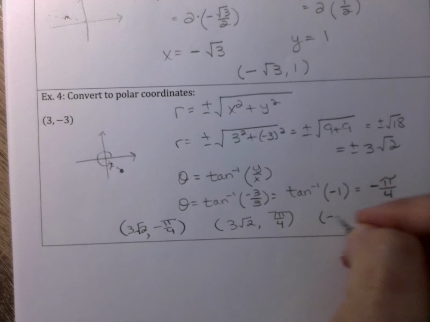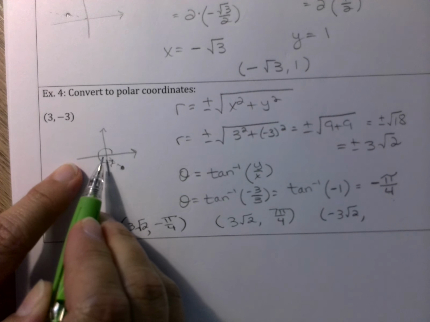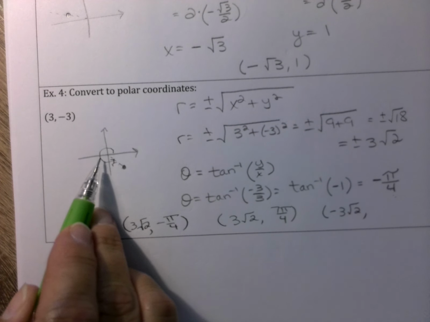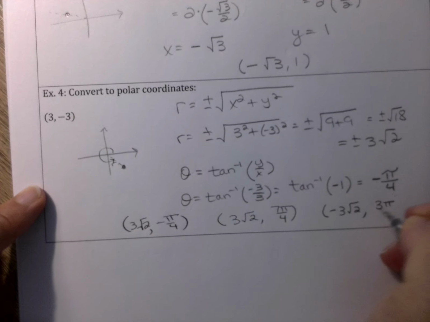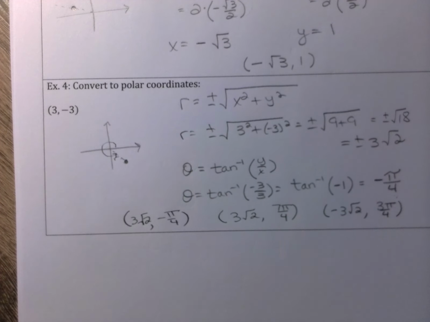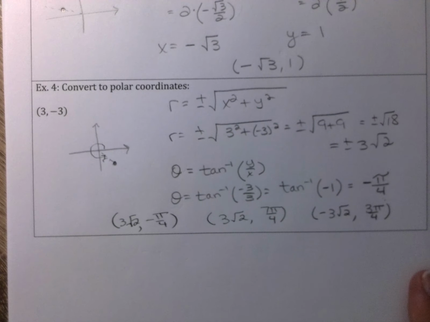Of course, we could have chosen to use the negative radius. And in that case, if I'm going to use the negative radius, that means I need the quadrant 2 angle, which would be 3π/4. So any of those coordinates would be correct. And honestly, there's a lot of other coordinates that would also be correct for this point, because in polar, you can have many, many coordinates that represent the same point.